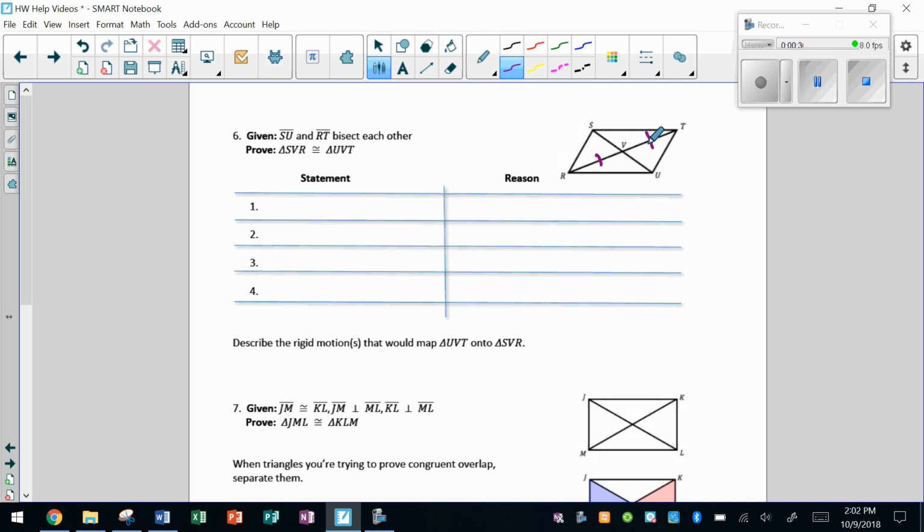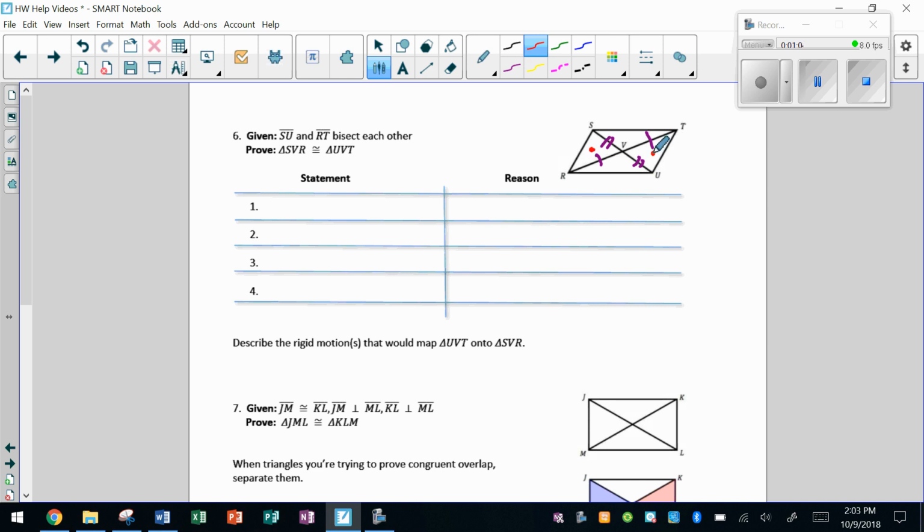At the same time, it says that they bisect each other, so RT is also cutting SU into two equal parts. So we'll mark those as well, so these two are equal as well. And so if you take a look at this, we now have two sets of congruent sides. And they want us to prove that triangle SVR, which is this triangle here, which I'll dot in red, and this triangle UVT are congruent.